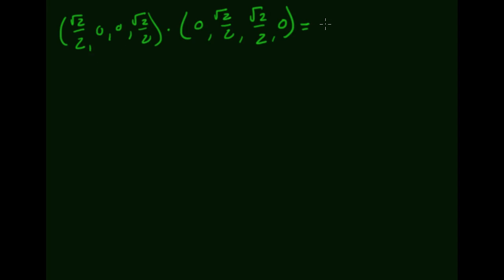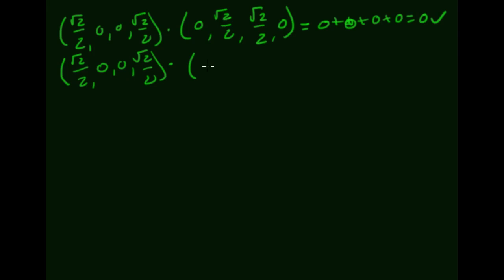So all 4 of the components here in the dot product come out as 0, which means that that's orthogonal. All right, so let's try the second one. We have root 2 over 2, 0, 0, root 2 over 2. And we're going to dot this with negative a half, negative a half, a half.